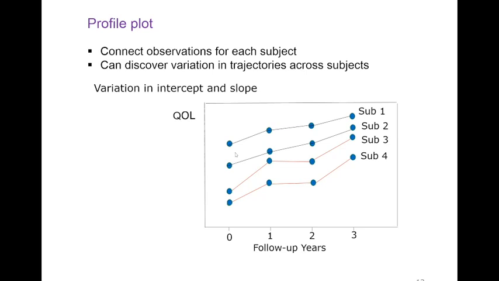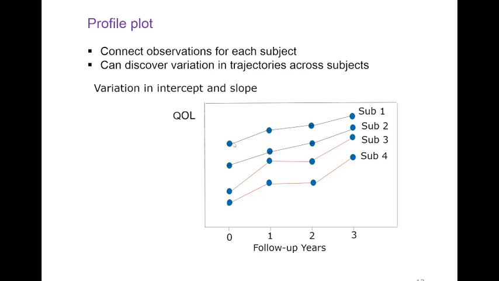Well, first of all, the starting points differ. Translated to statistical language, this is the intercept. Each individual has their own intercept. There is variation across subjects in terms of the starting point, the baseline value; the intercepts differ.